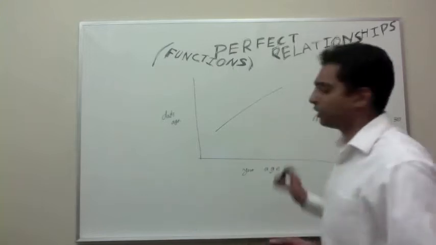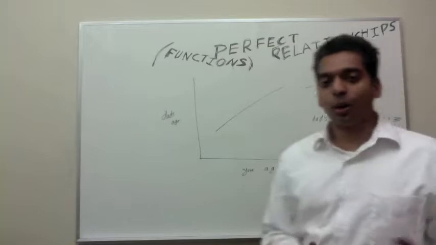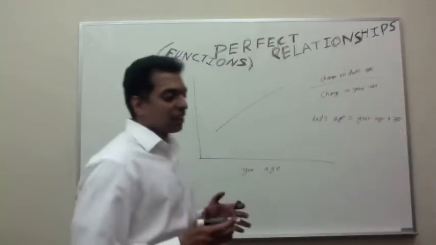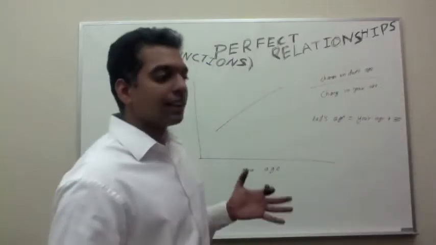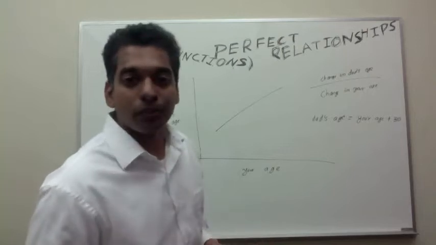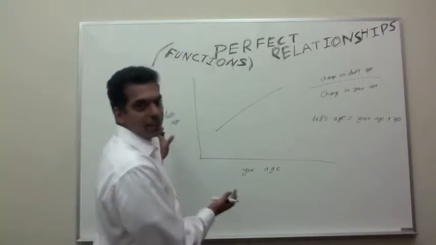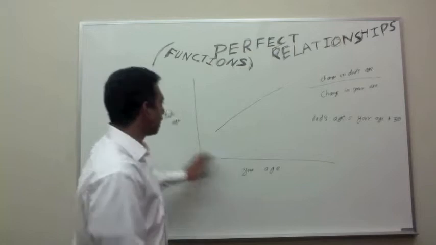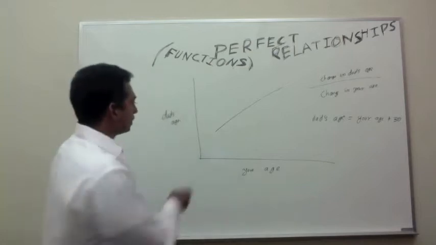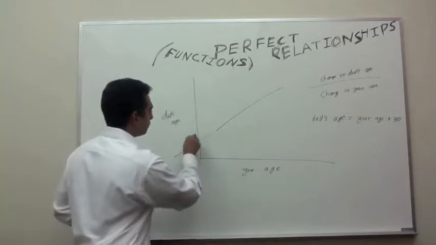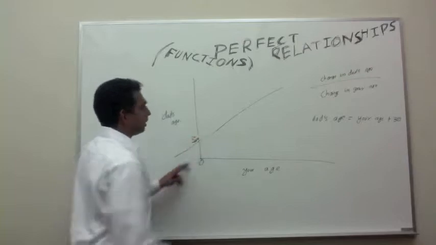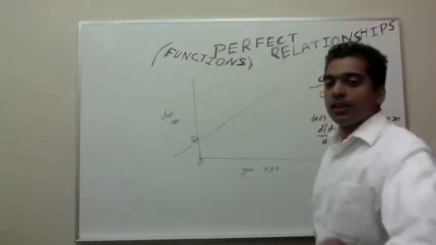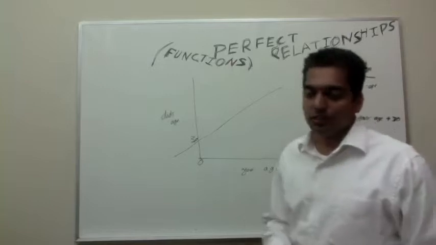Okay, here it goes. Life is all about change. Nothing is static. We want to understand how change happens. Okay, let's go back to the same old example. Your age, your dad's age, and just to extend the line, this is 30 when you're 0. The definition of derivative is very simple.